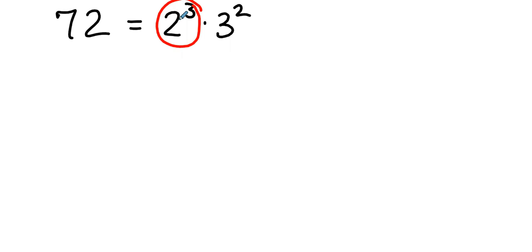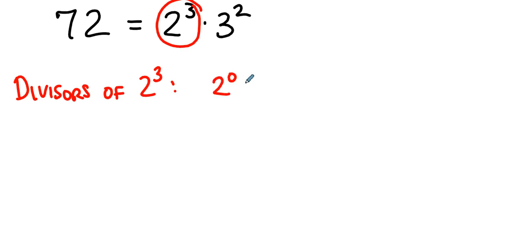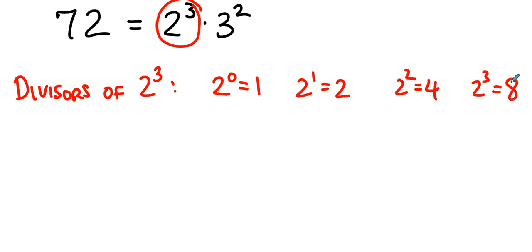Let's look first at the 2 cubed. How many divisors are there of 2 cubed? Well, 2 cubed is 8. So the numbers that divide 2 cubed are 2 to the 0, 2 to the 1, 2 to the 2, and 2 to the 3. Those are the only numbers that divide 2 cubed because 2 cubed is a prime number cubed. So we either have no factors of that prime or 1 or 2 or 3 factors of that prime. There are 4 divisors of 2 cubed.